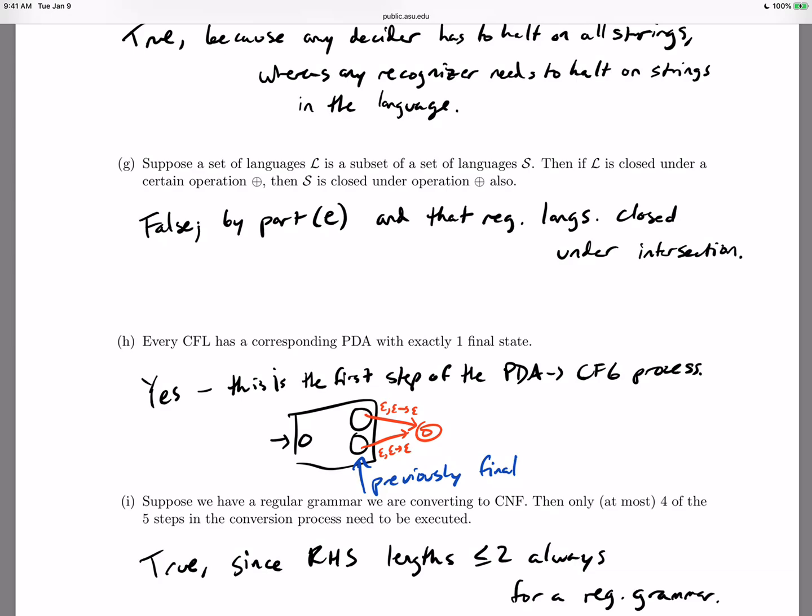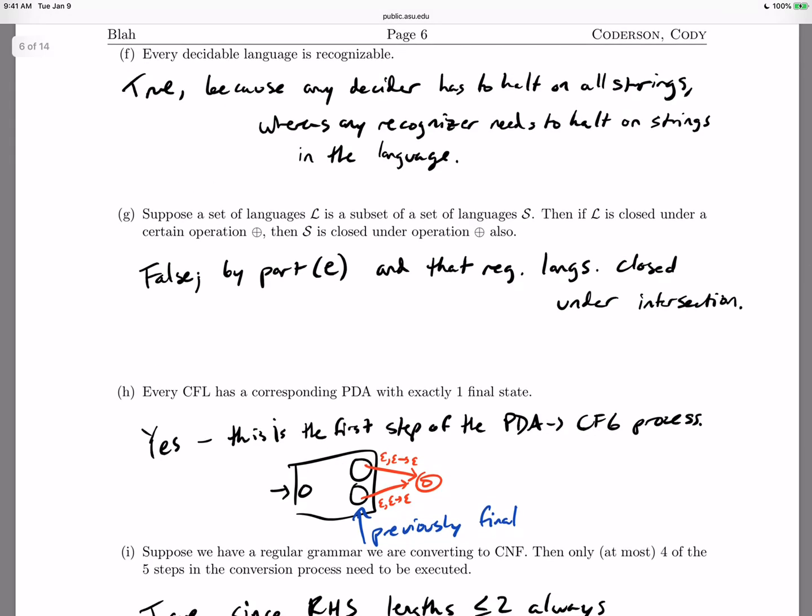So that's one example. But the most common one that people picked was regular languages are closed under intersection, but CFLs aren't. Or complement, or there are many other ones you could have chosen. Okay. Any questions on F or G?